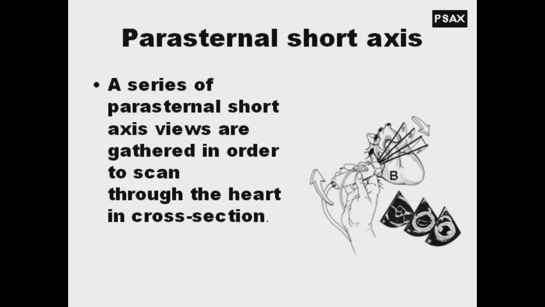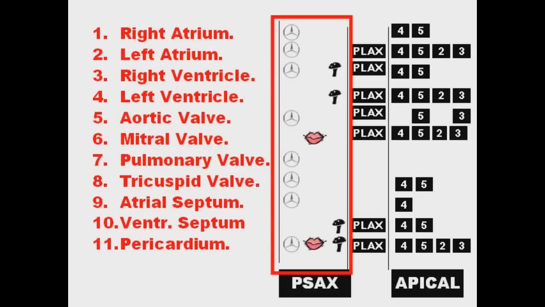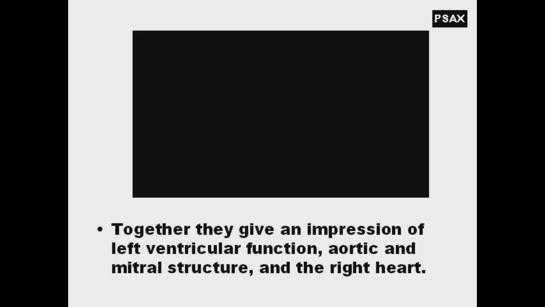The transverse views to the heart are called PSAX, or parasternal short axis views. They are the aortic valve view at the top, the mitral valve view in the middle, and the ventricular view at the bottom. All of the cardiac structures in the table can be observed in parasternal short axis views. Note in the table an icon: a Mercedes-Benz sign is the aortic view, a mouth represents the mitral view, and a mushroom represents the ventricular view.